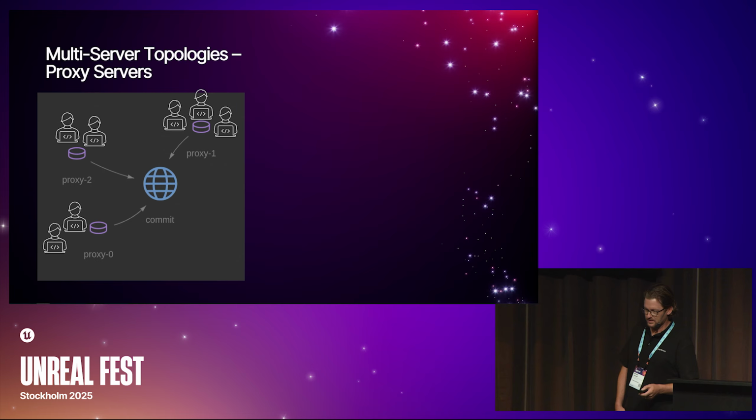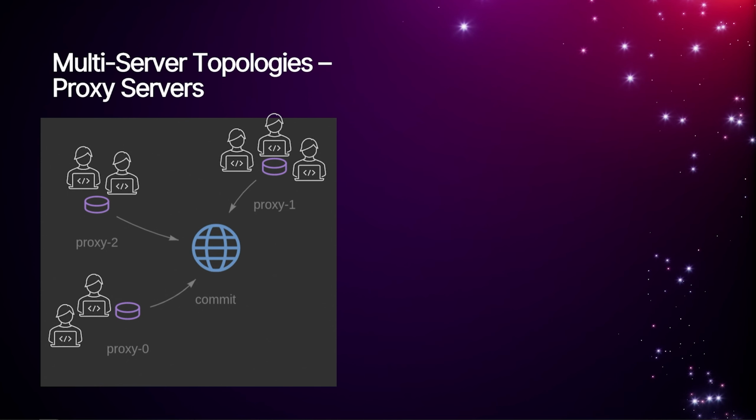Now, where most customers go next are proxy servers. So you can see here, again, using our topology graph, this is an example of 3 different proxy servers all connected to the same hub. In this case, you see the word commit. This could also still be called standard. It doesn't have to be called commit at this point.